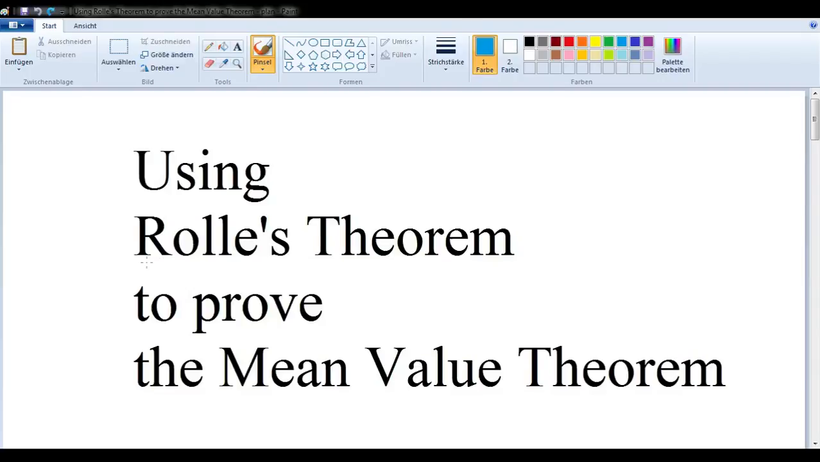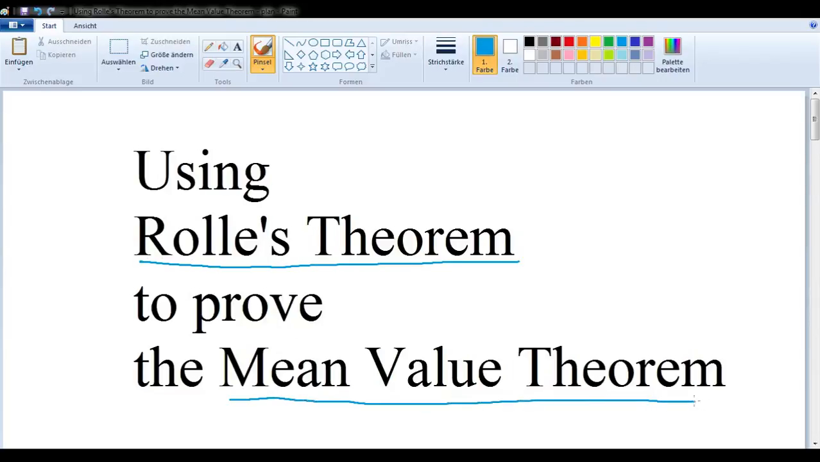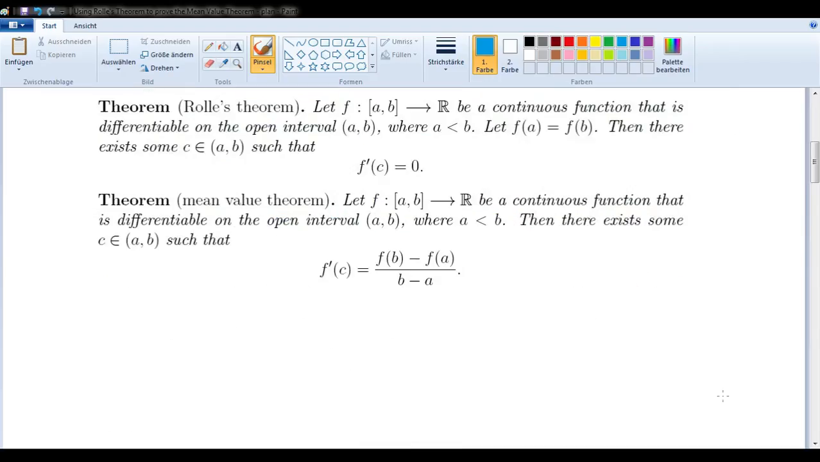In this video, we want to use Rolle's theorem to prove the mean value theorem. So let's take a look at each of them. Rolle's theorem says that we need a continuous function f that is defined on the closed and bounded interval [a,b] to the reals, that is differentiable on the open interval (a,b) where a is less than b, and where f(a) is equal to f(b). And when these conditions are fulfilled, then there is some c in the open interval (a,b) such that f'(c) is equal to 0.